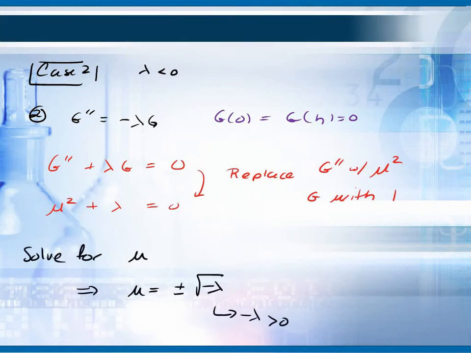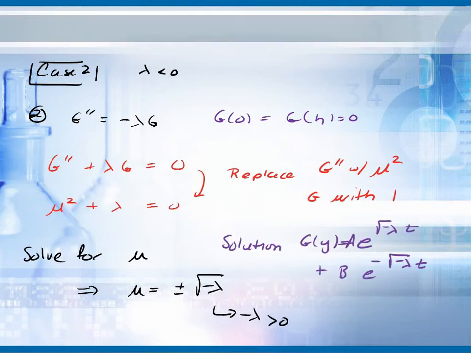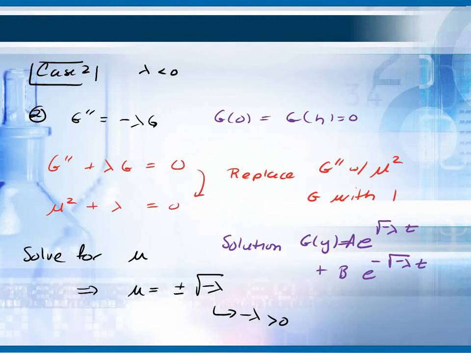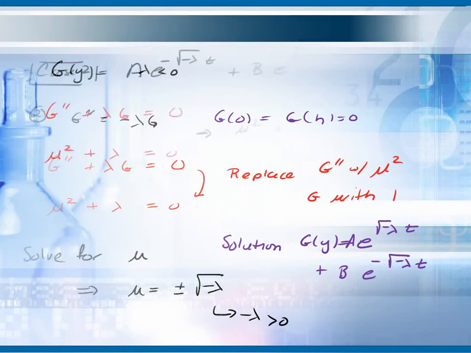So solve for mu, and we get mu is equal to plus or minus the square root of minus lambda. And minus lambda is bigger than 0 because lambda was less than 0. So the general form of the solution, from a DE class, they tell you that it's a constant times e to the square root of minus lambda t plus another constant times e to the minus square root of minus lambda t. Have you seen this before, Jimmy? Yes. Okay, all right, so that's just a general form of that solution.